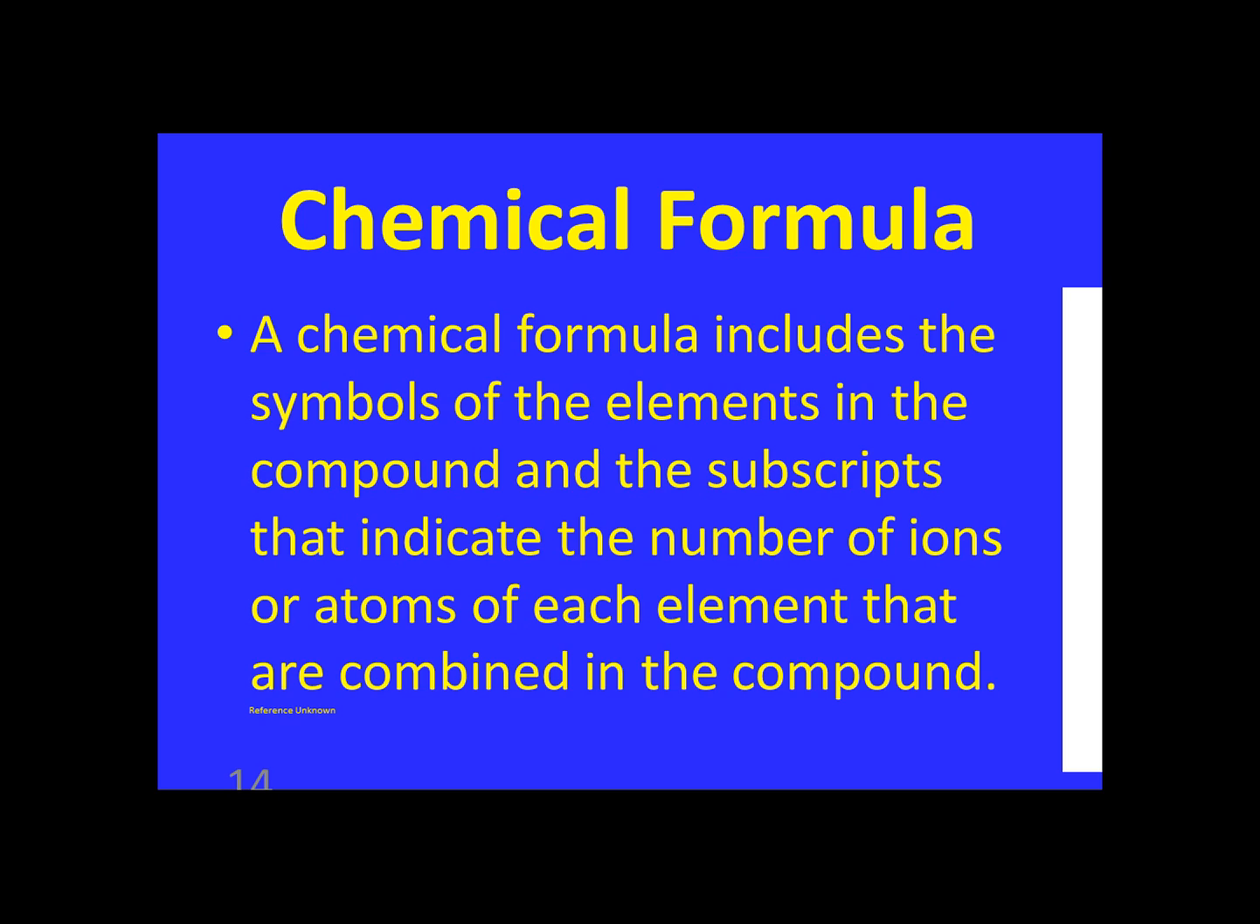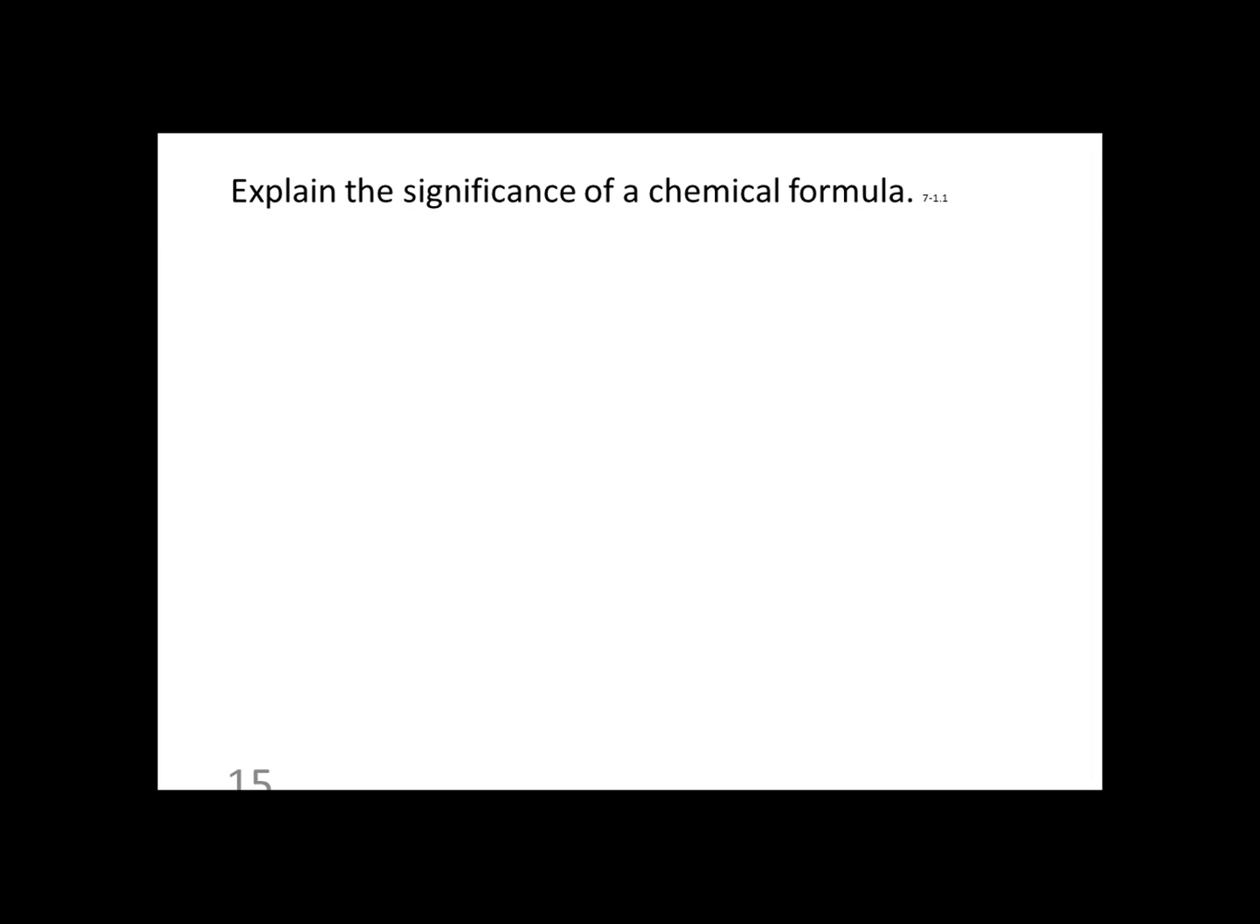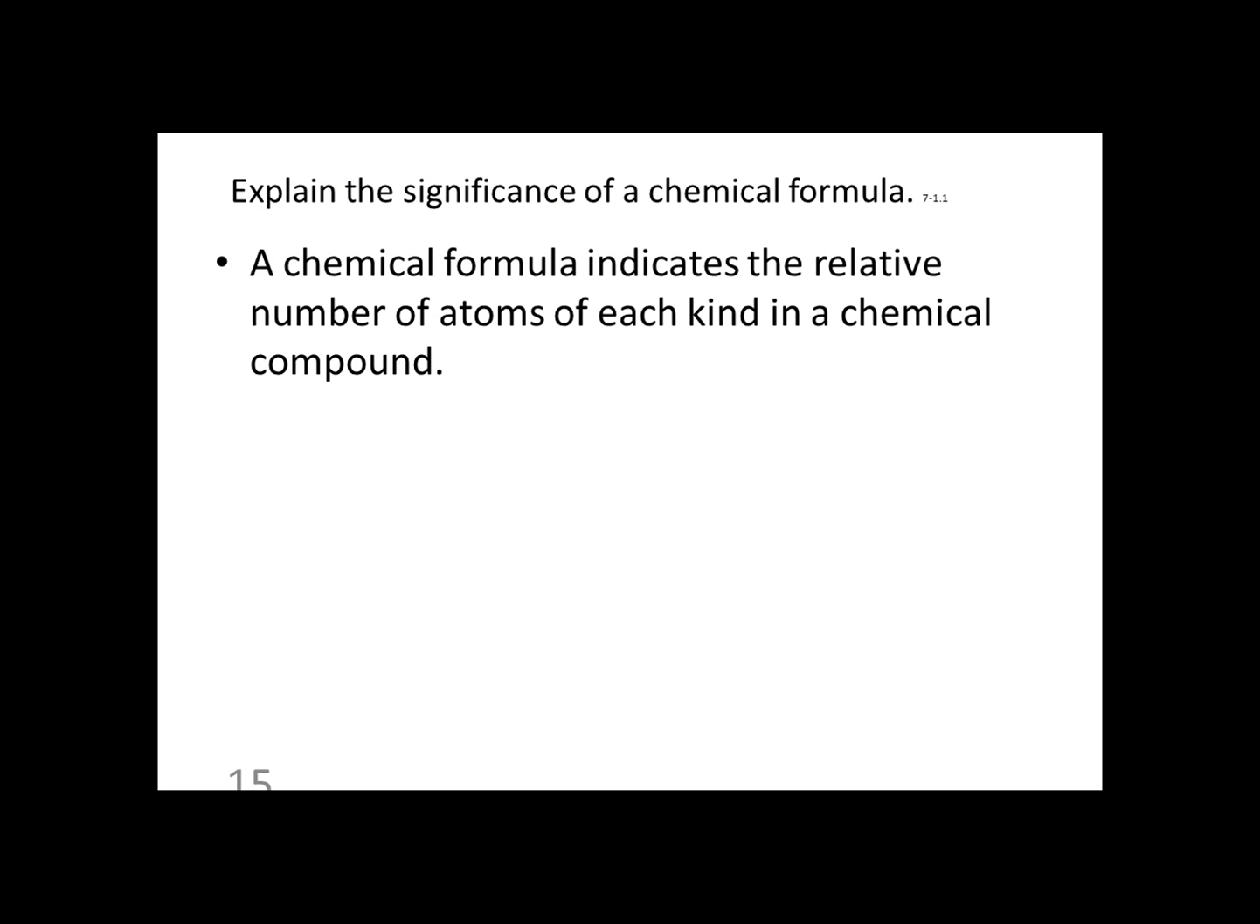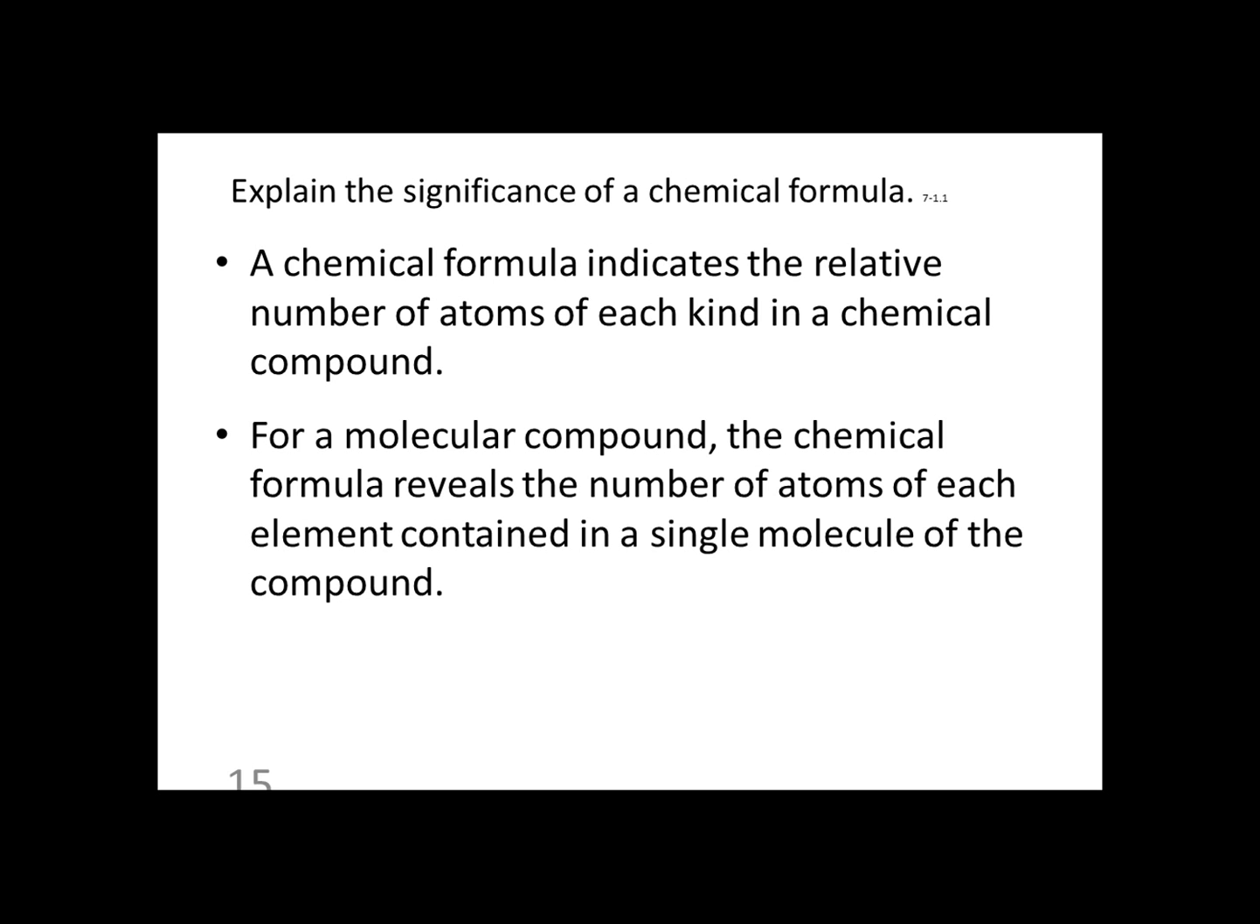A chemical formula includes the symbols of the elements in the compound and the subscripts, those little numbers, that indicate the number of atoms or ions of each element that are combined in that compound. So what is the significance of a chemical formula? Well, a chemical formula tells you the relative numbers of atoms of each kind in a compound. Now, for a molecular compound, the chemical formula reveals the number of atoms of each element contained in a single molecule of the compound. For example, octane is one of the main components of gasoline.